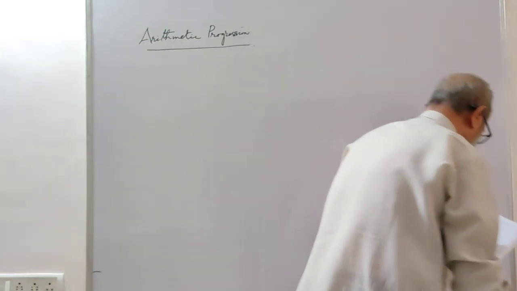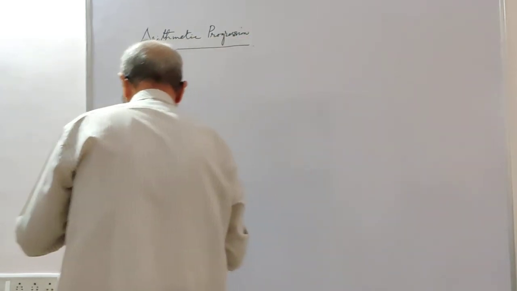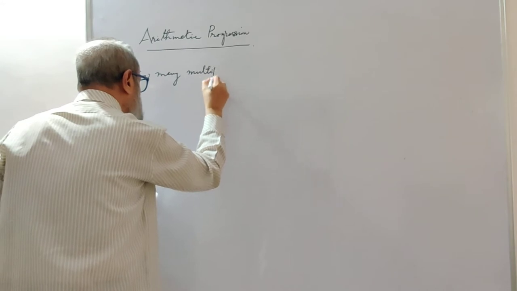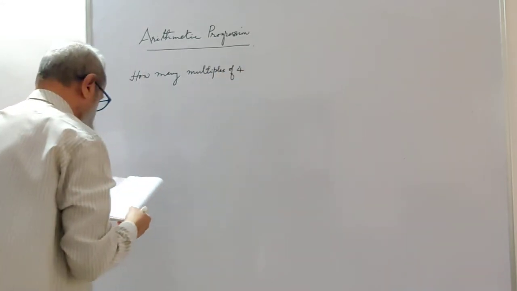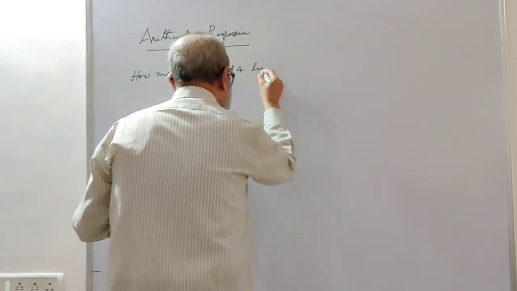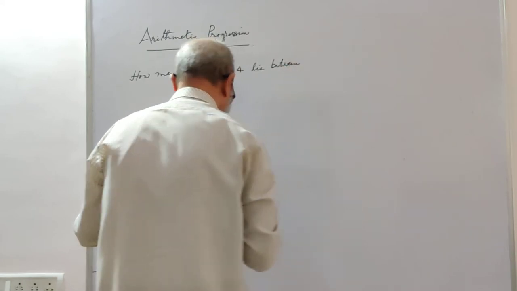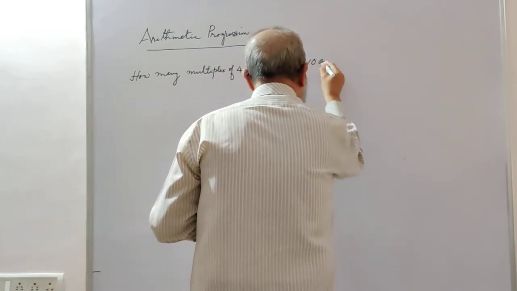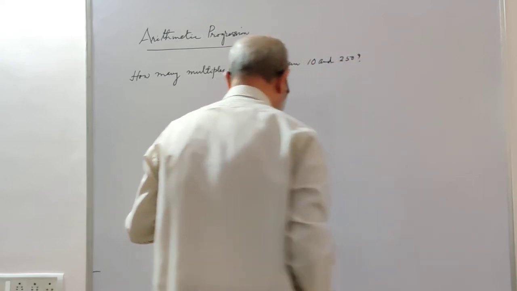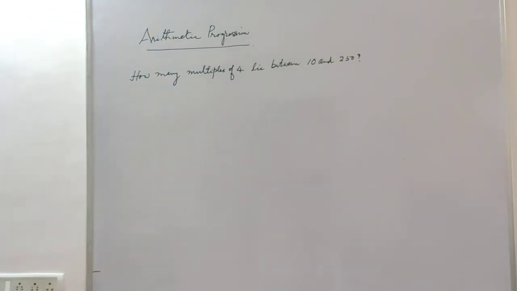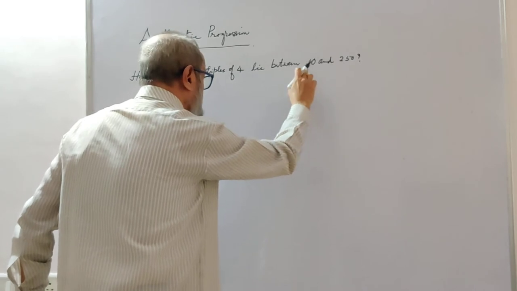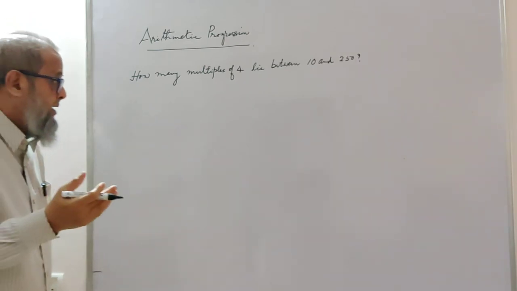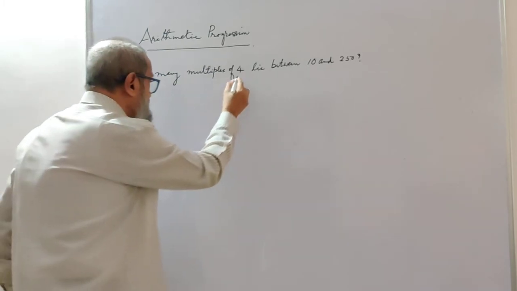I'll take one more question. How many multiples of 4 lie between 10 and 250. Now, in this, see, the numbers are, what are the numbers? They are above 10, but below 250. They are above 10, less than 250, and they are multiples of 4.